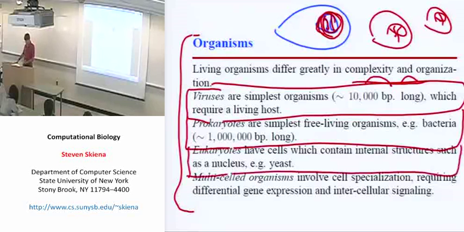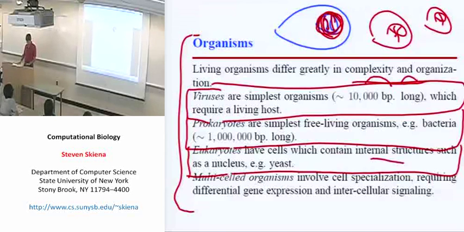More complicated than bacteria are things called eukaryotes. You are a eukaryote, if it makes you feel better, okay? It basically means something that has cells with internal structures in it, like this nucleus that we talk about, okay? So yeast is probably one of the simpler eukaryotes that people study a lot here, okay? At Stony Brook, we happen to have a lot of yeast people here.